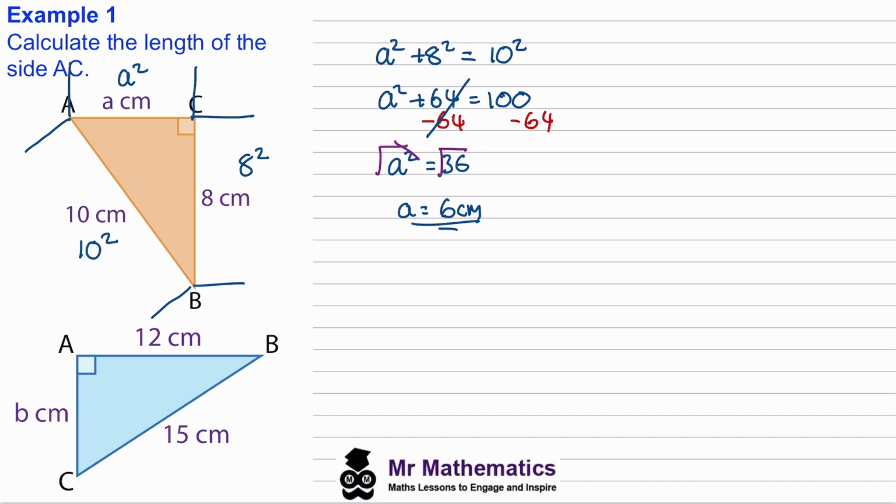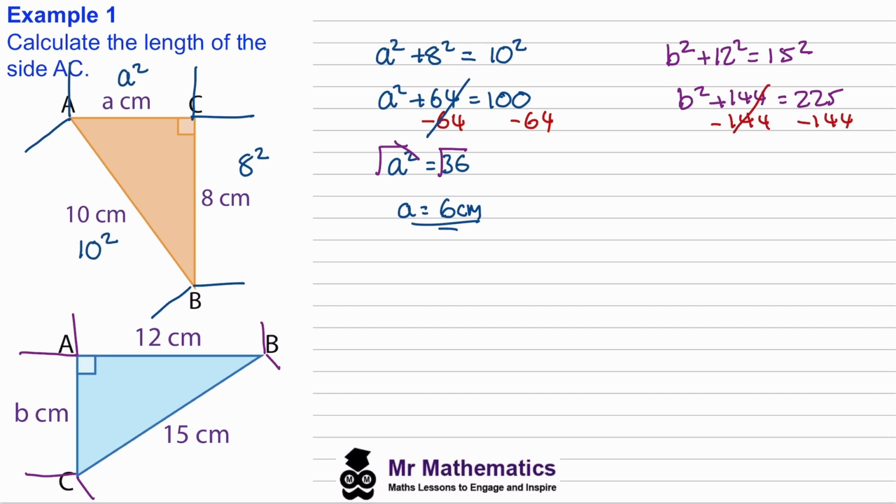Okay, so again, using Pythagoras' theorem, we've got the area of a square on the length A to C. This will be B squared. We'll add the area from A to B, which is 12 squared. And this will equal the area on the side B to C. So this will be 15 squared. We know 12 squared is 144, and 15 squared is 225.